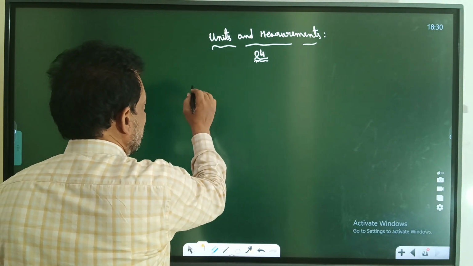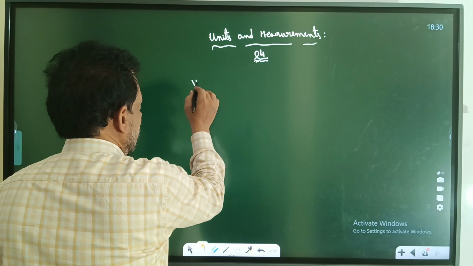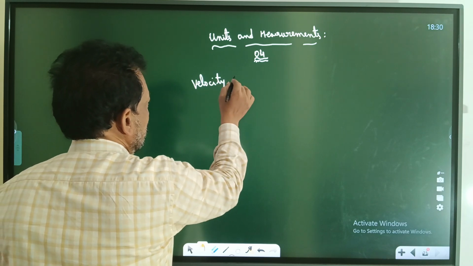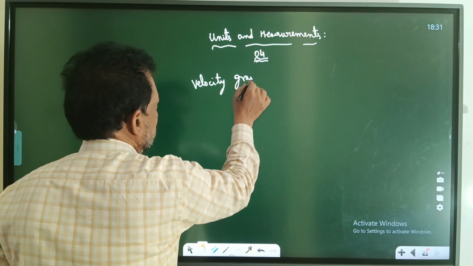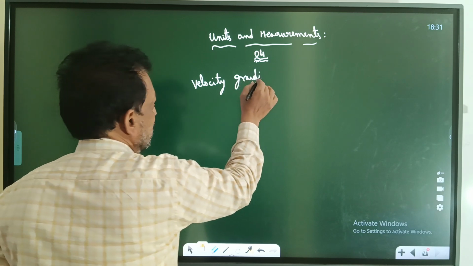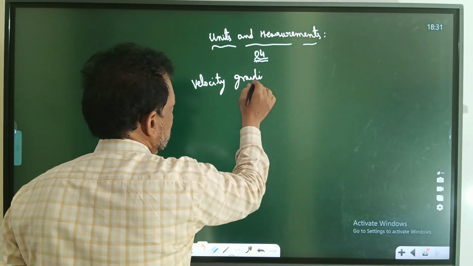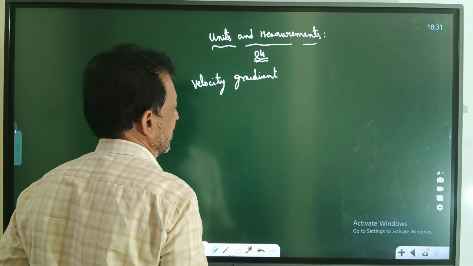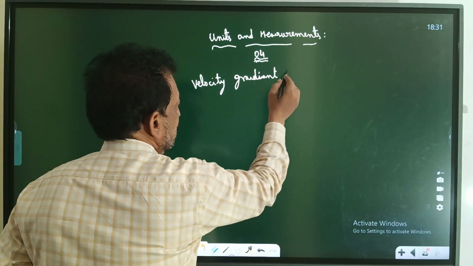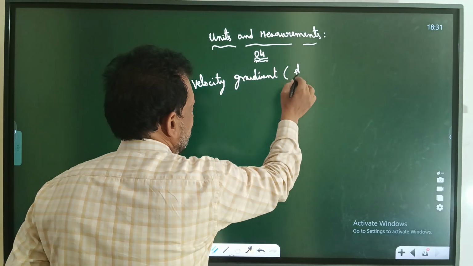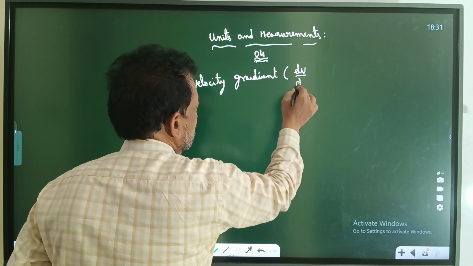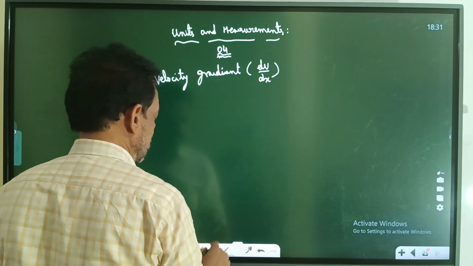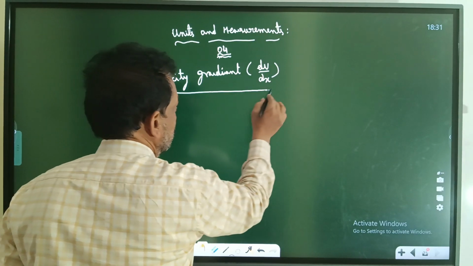Next I am going to write velocity gradient. Velocity gradient. The symbol is dv by dx. Velocity gradient, dv by dx.